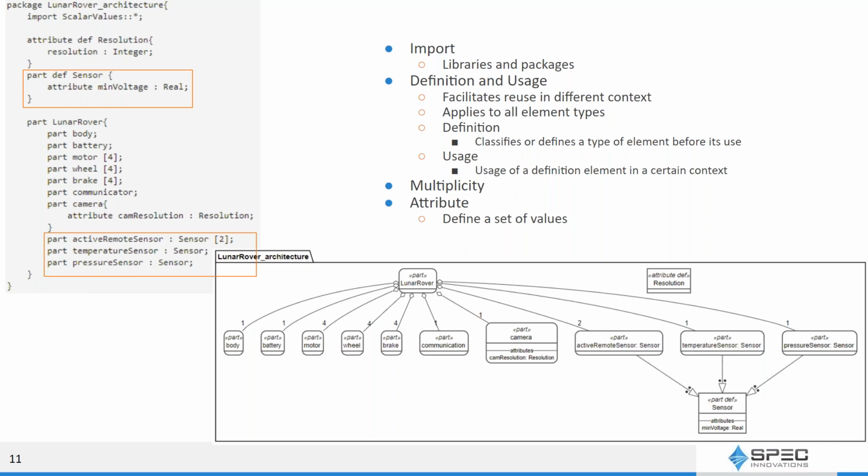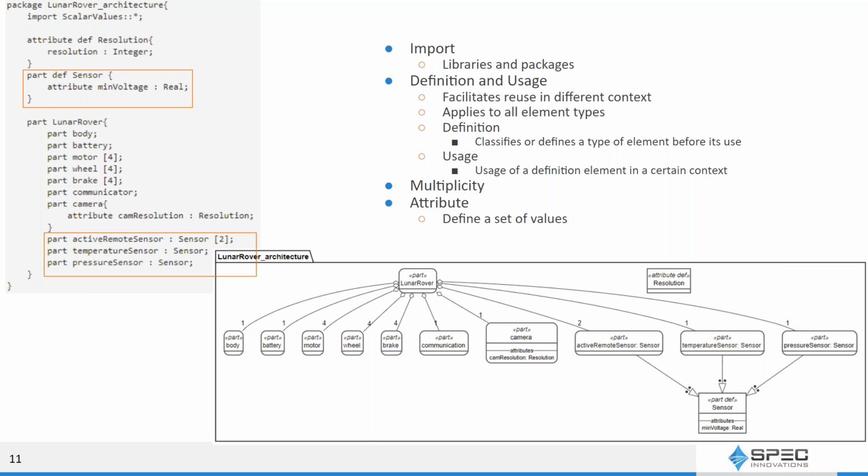Usage elements are usages of a definition element in a certain context. Each usage element must be defined by at least one definition element. If not, it is implicitly defined by the most general definition of the same type from the SysML V2 library. For instance, for part body, I did not define a definition. So the part def is part, the most vague.